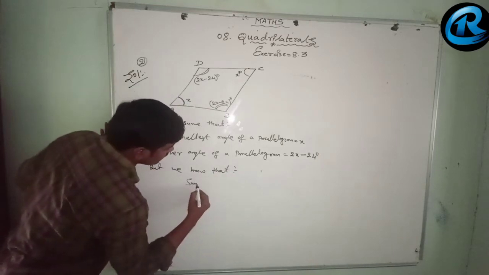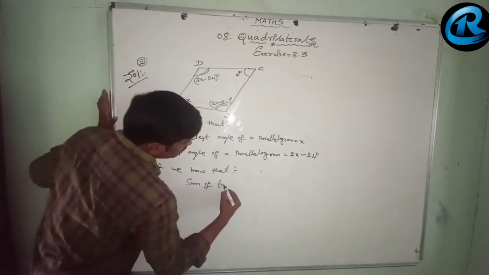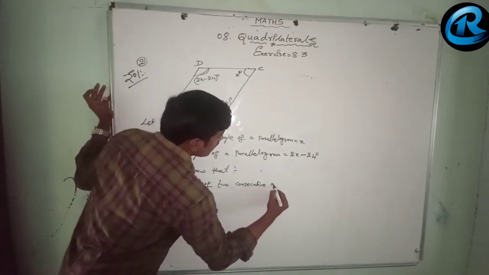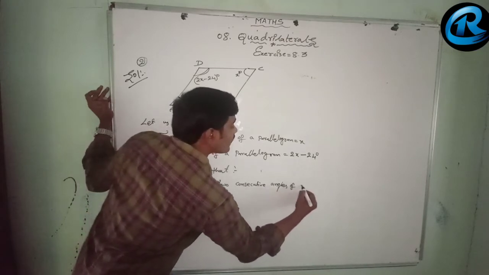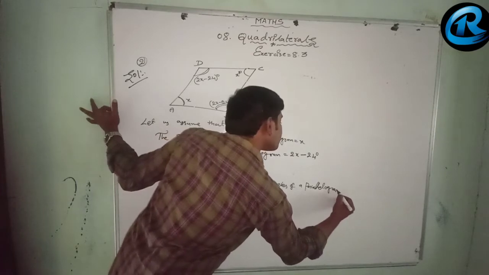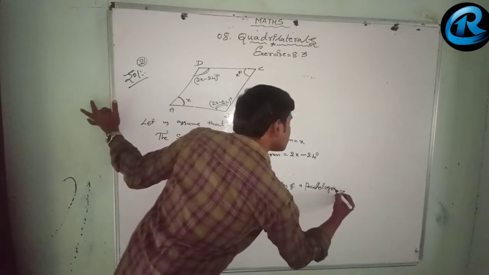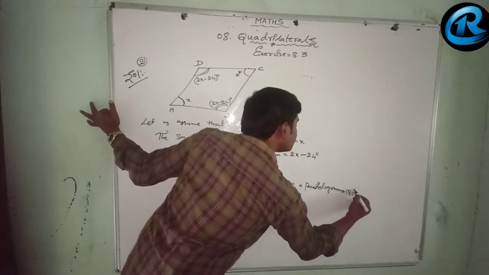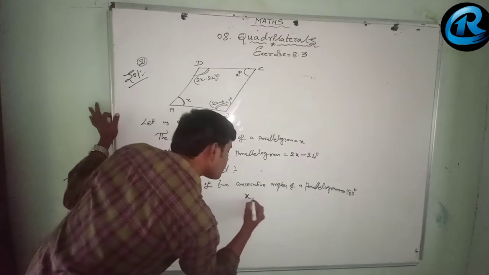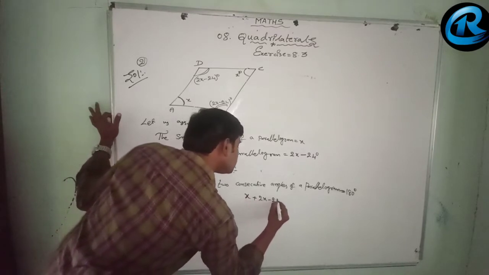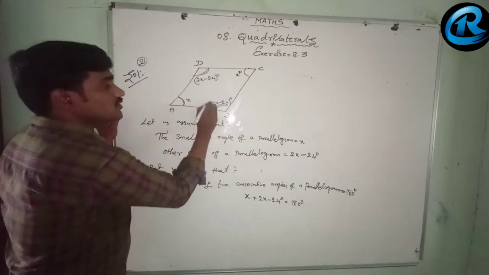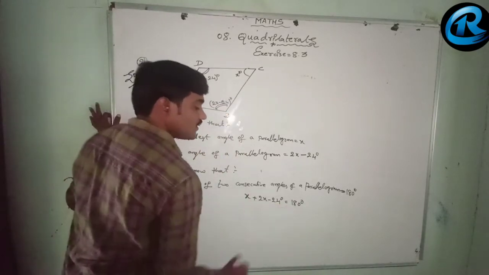But we know that the sum of two consecutive angles of a parallelogram is equal to 180 degrees. So let us add the two consecutive angles: x plus 2x minus 24 degrees equal to 180 degrees.